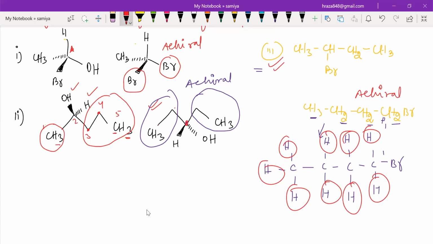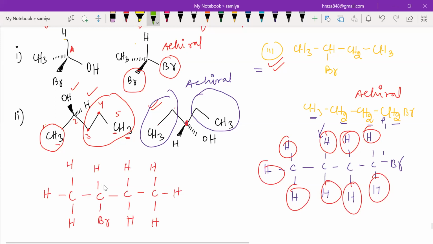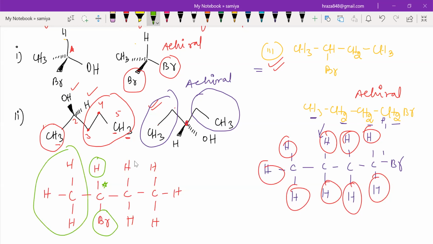What about this? If I write the structure of that, the first carbon has three same groups, that is hydrogen, and then this is hydrogen, this is bromine, this is carbon, this is hydrogen. This is basically chiral. You know why? Chirality is at this point because the groups are different: hydrogen, bromine, CH3 and C2H5. So this is chiral. Got it? Okay, sir. Yes. Please write it.